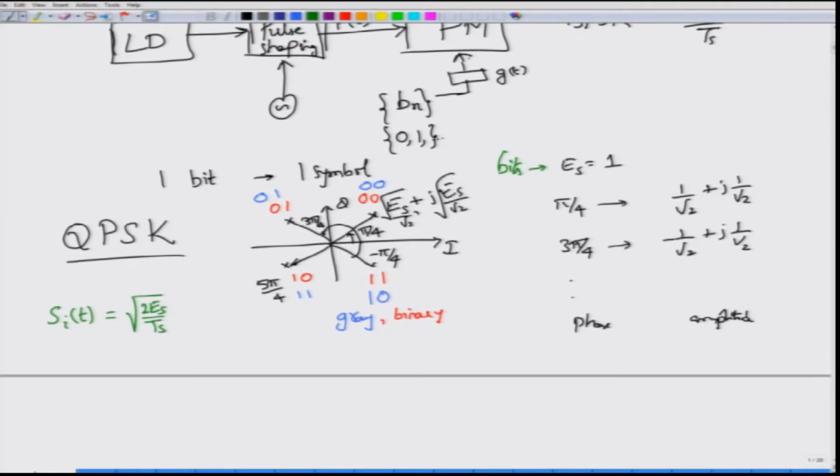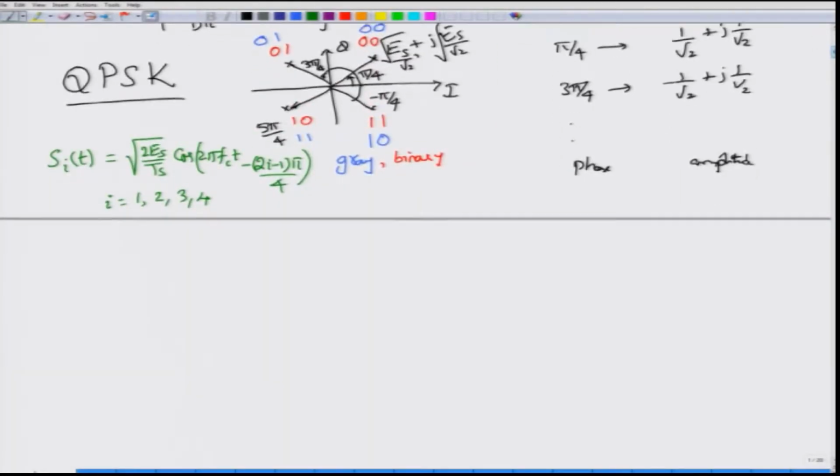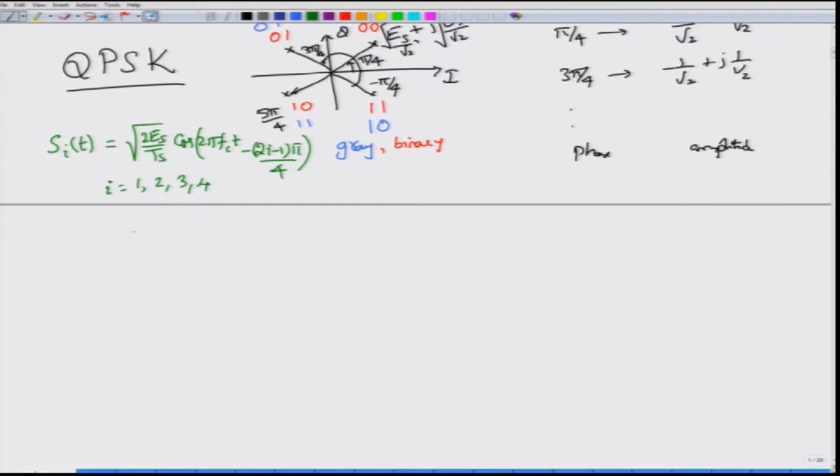Remember why I am multiplying this one by square root of 2 Es by Ts. Then you have cos of 2 pi Fct, which is the carrier frequency, minus (2I minus 1) into pi by 4, where I goes from 1, 2, 3 and 4. This is not the only way to represent, but this seems to be the simplest way for me to represent this signal. So, if you look at this ith waveform and calculate the energy of the ith signal, the energy of the ith signal will be equal to Es.